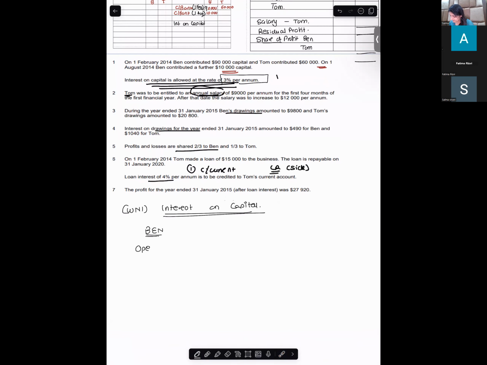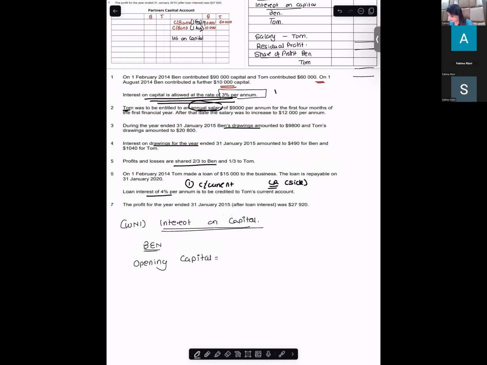So, opening capital. How much for opening capital? 3%. How much is the opening capital? 90,000. 90,000 is introduced on the first date. So, it will be 3% for the full year. So 2,700. When is the year ending? On 31st January 2015.